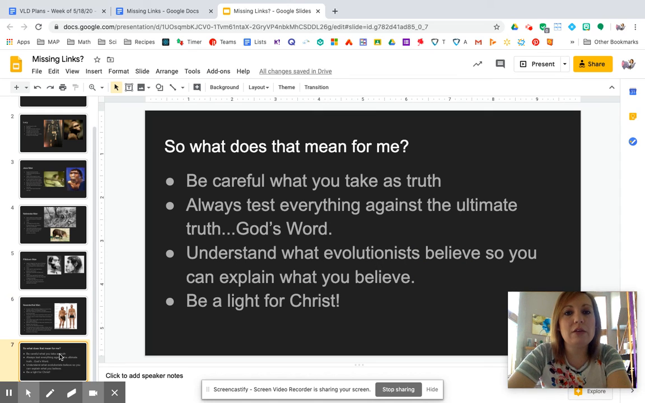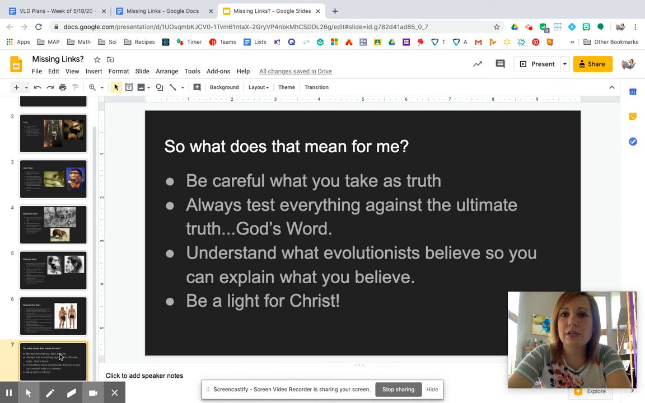So what does this mean for me and for you as a creationist? Be careful what you read, see, and take as truth. It's all over the place. Like I said, it's in the movie Ice Age. If you ever watch it again with a different lens, you're going to see that the people in it are classified as missing links. It's in science textbooks. It's everywhere. Always test everything that you know against God's word, which is our truth and that which we follow.